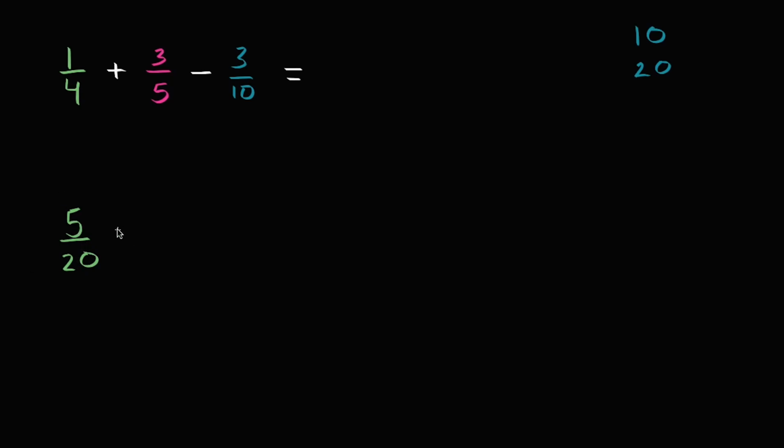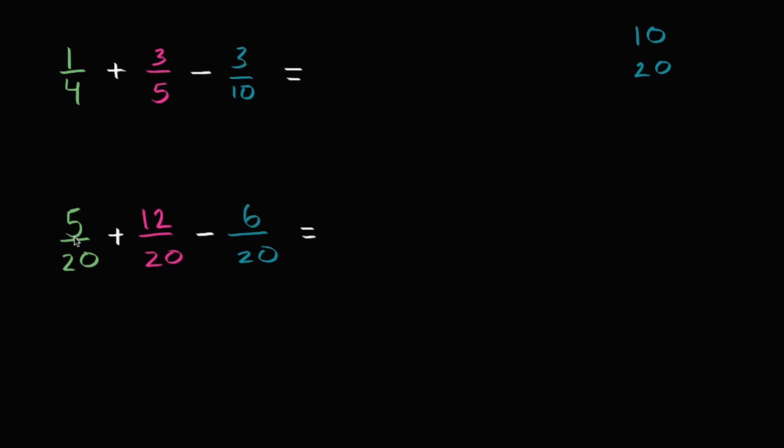Then we want to think about, well, what happens to 3/5 if I write it as something over 20? Well, to go in the denominator from 5 to 20, you have to multiply by 4. So you have to multiply the numerator by 4 as well. So 3 times 4 is going to be equal to 12. And then we're going to subtract 3/10. But how do we write that as something over 20? Well, to go from 10 to 20, you multiply the denominator by 2. So if we want to have the same fraction, we need to multiply the numerator by 2 as well. So 3 times 2 is 6. So what is this going to be equal to?